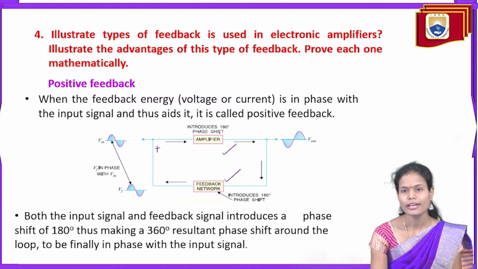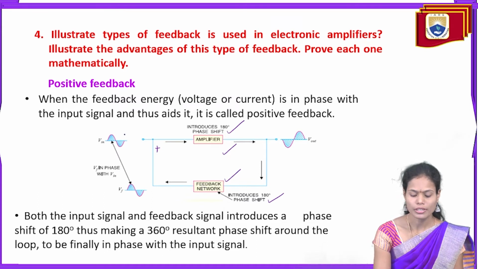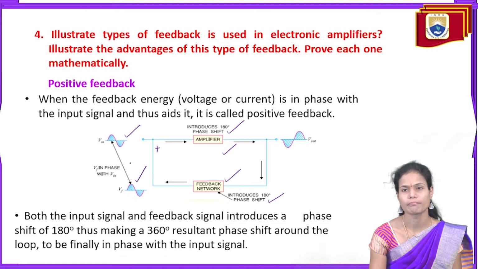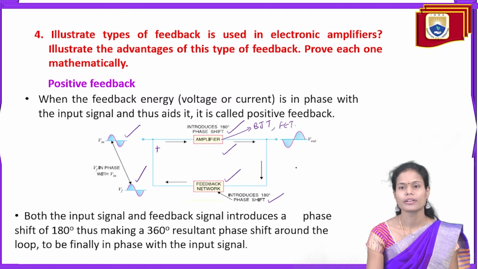Generally the amplifier circuit will introduce a 180 degrees phase shift, and the feedback circuit we have to design in such a way that it should also introduce a 180 degrees phase shift here. So the overall phase shift provided by the circuit is 360 degrees or 0 degrees. That's why the input signal as well as the feedback signal are in phase in the case of a positive feedback circuit.